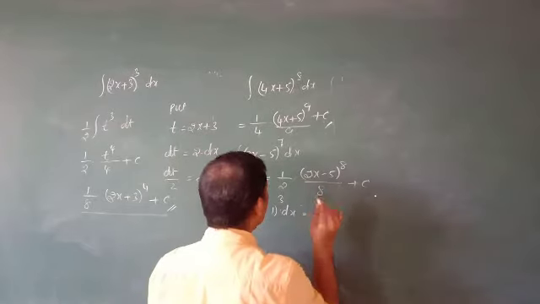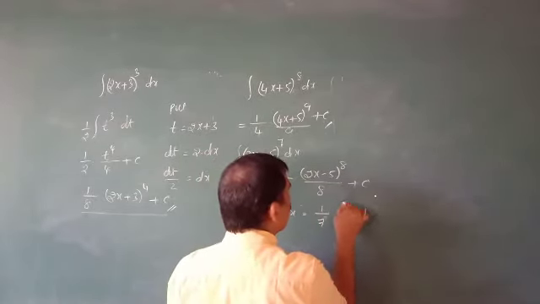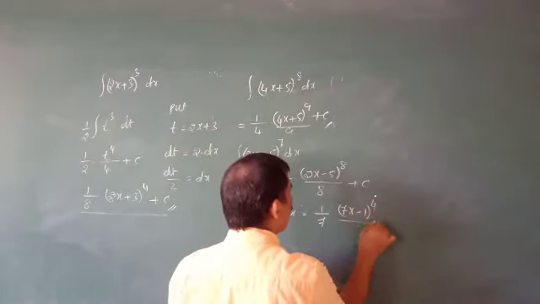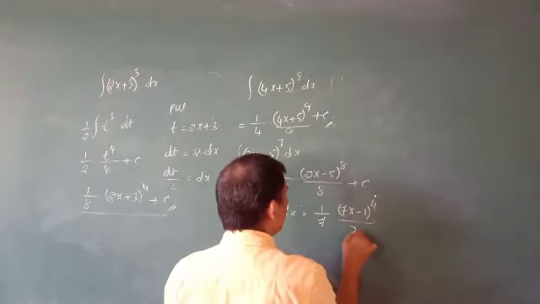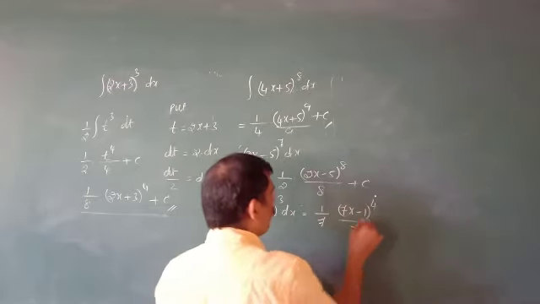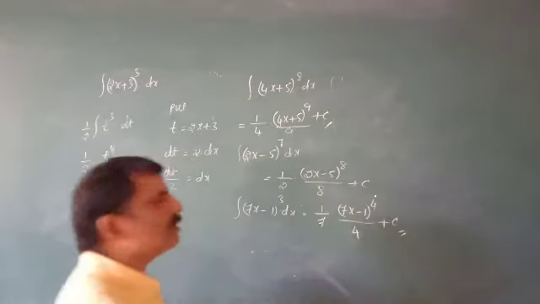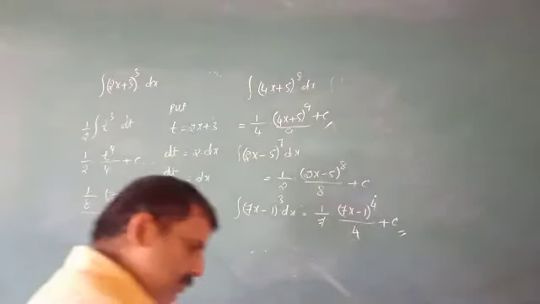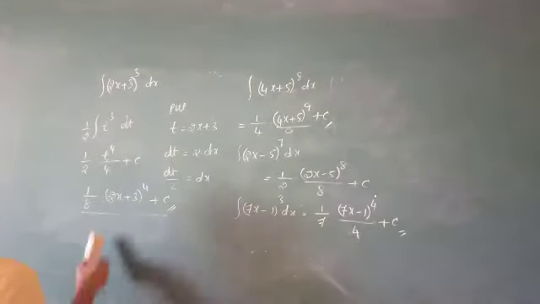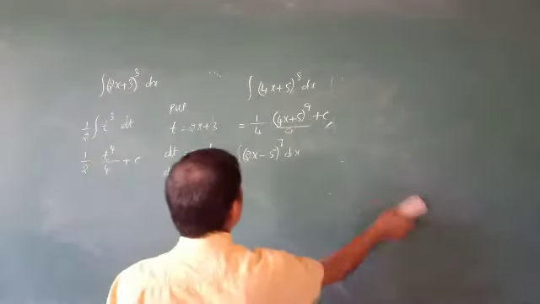Integrate of (7x minus 1) to the power of 3 with respect to x equals 1 by 7 into (7x minus 1) to the power of 3 plus 1, which is 4, divided by 4, plus c. That is the answer. They keep giving this type of problem for 1 mark. So if you look at the form, you will understand.